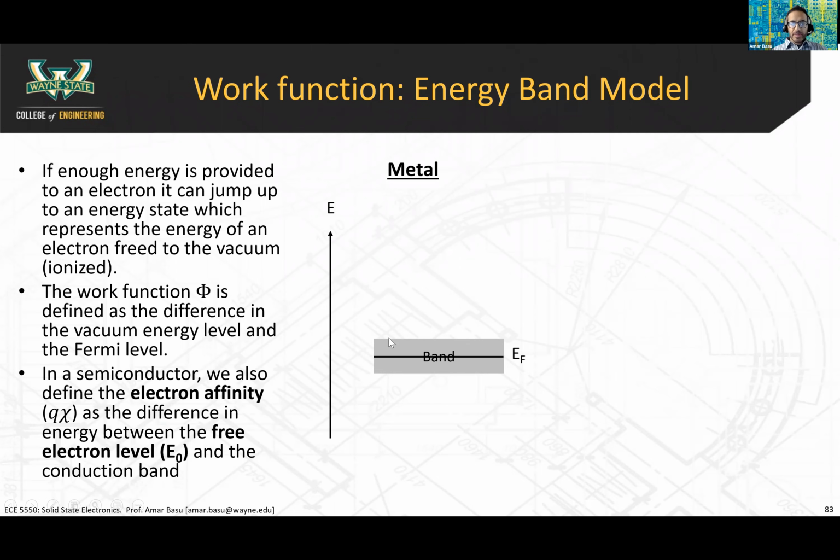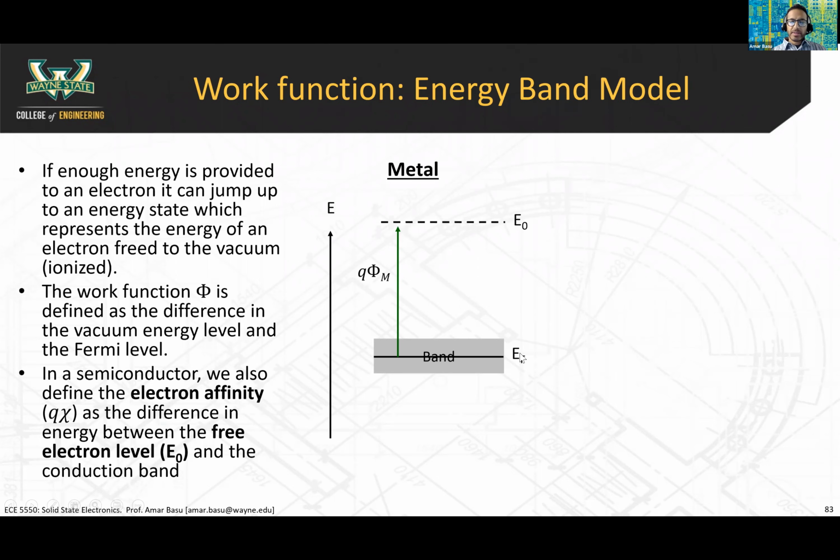So we know about the valence and conduction band in a semiconductor, but a metal just has a single band. So this energy band model for a metal looks a lot simpler. So the metal has another energy state called E sub 0. And this E sub 0 is called the free electron level. Okay, this is an energy that represents an electron that's free from the lattice. It is ejected from the material completely. All right, so the work function is simply the distance between the Fermi level and E sub 0.